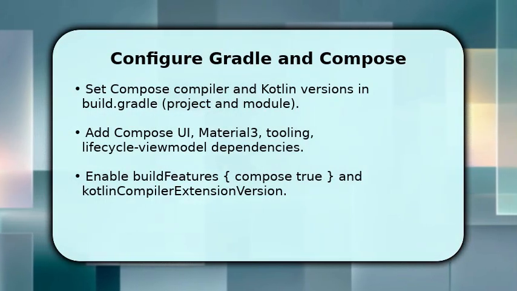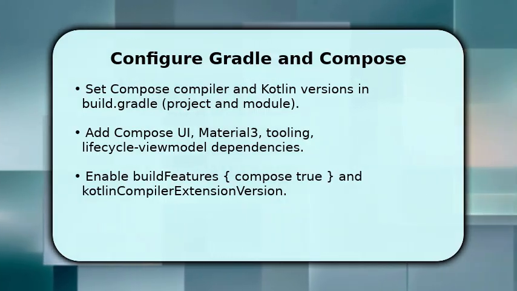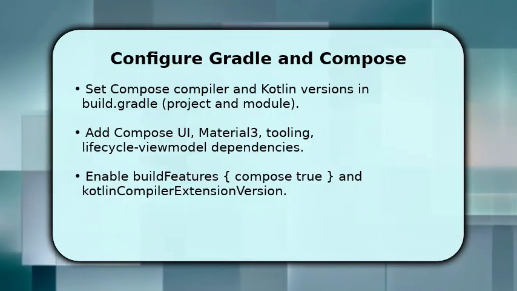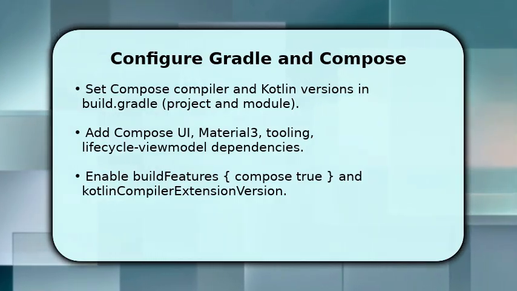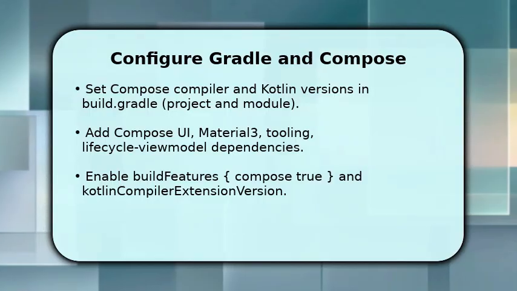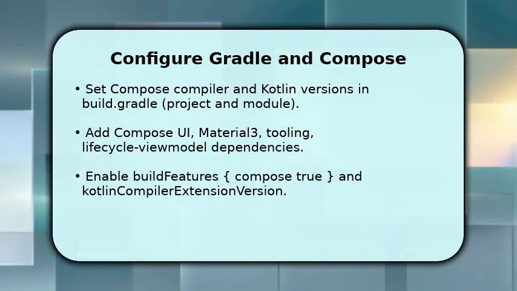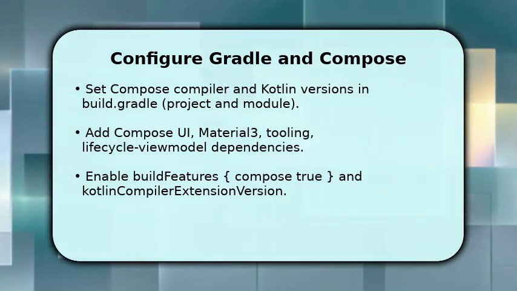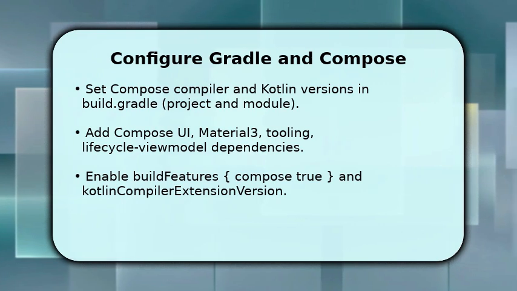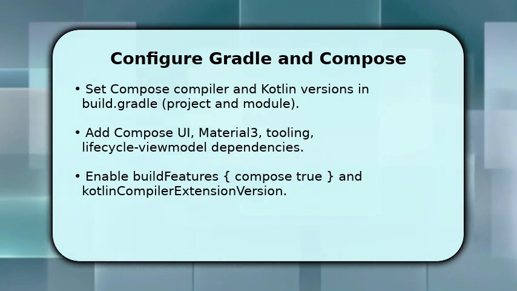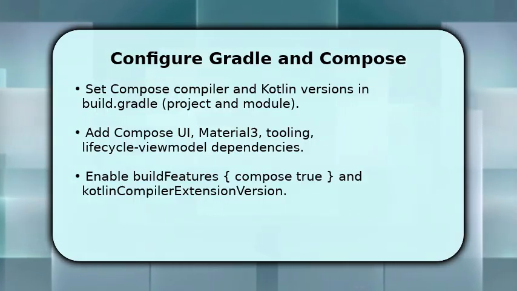Next, you configure the build system so Compose works reliably. Open Module Build, Gradle, KTS or Build, Gradle and enable build features. Compose equals true, then set Kotlin compiler extension version to match the Compose BOM or release you chose. Add core Compose UI, Material or Material 3, tooling preview, and lifecycle viewModel dependencies so your app is testable and maintainable. Sync Gradle and watch the build output. If compilation fails, check Kotlin and Compose versions for compatibility before changing code.